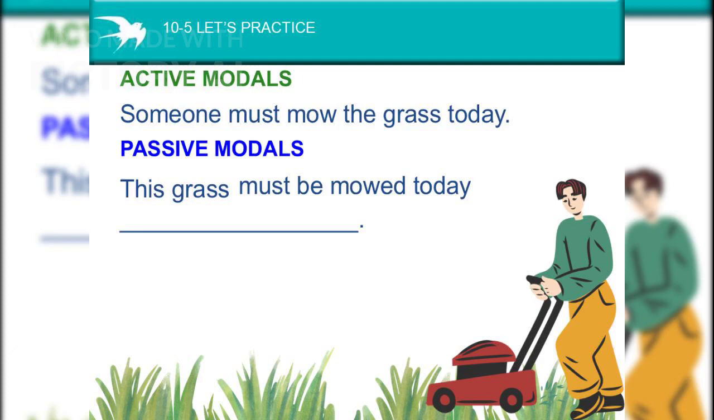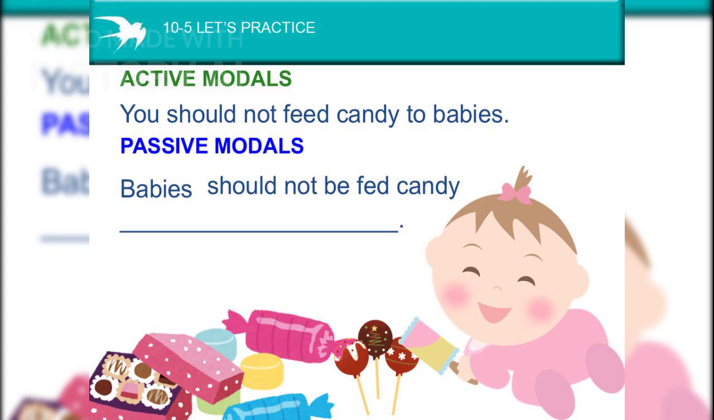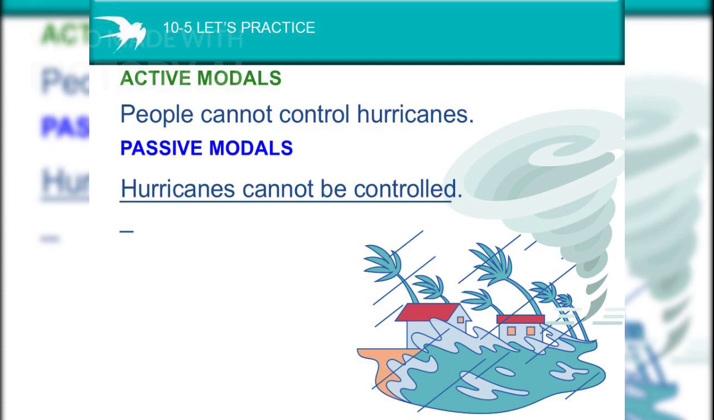In practice, someone must mow the grass today, becomes, this grass must be mowed today, demonstrating the use of passive modals. For safety, you should not feed candy to babies is better expressed as, babies should not be fed candy, using passive modals. In situations beyond control, people cannot control hurricanes is effectively stated as, hurricanes cannot be controlled, highlighting the passive voice.